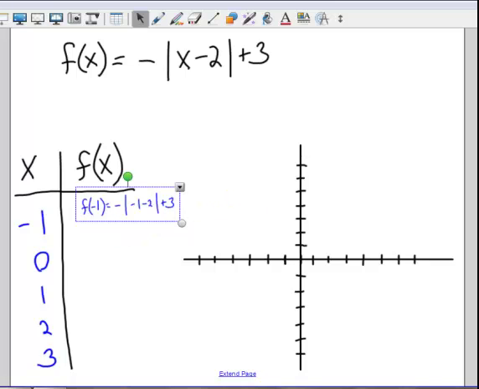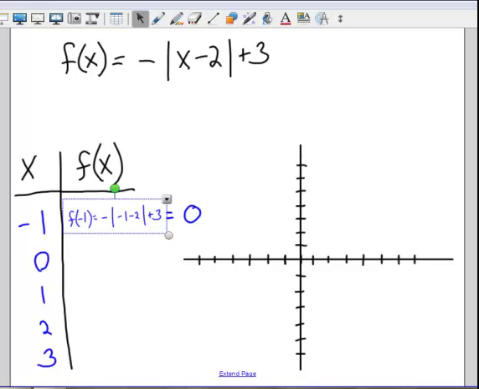Well, f of -1, if I evaluate that, gives me 0. When it's 0, I get 1. When it's 1, I get 2. And when it's 2, I get 3. When it's 3, I get 2. And notice what they're approaching. They're approaching this value here, 2, 3. So that is my vertex.